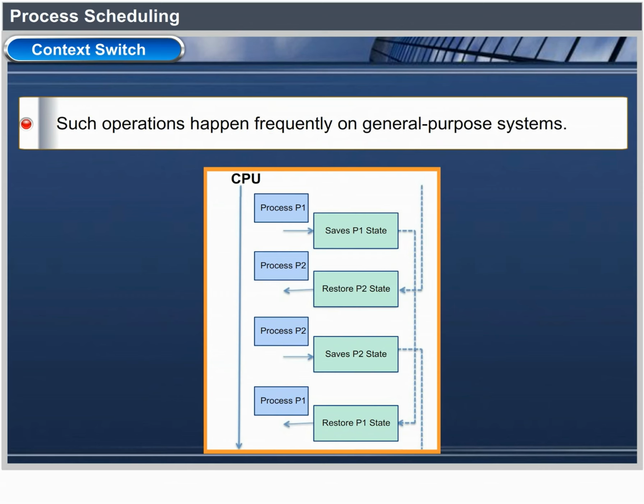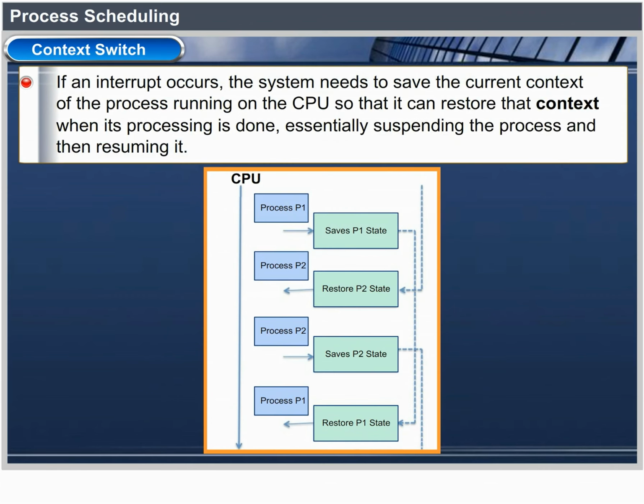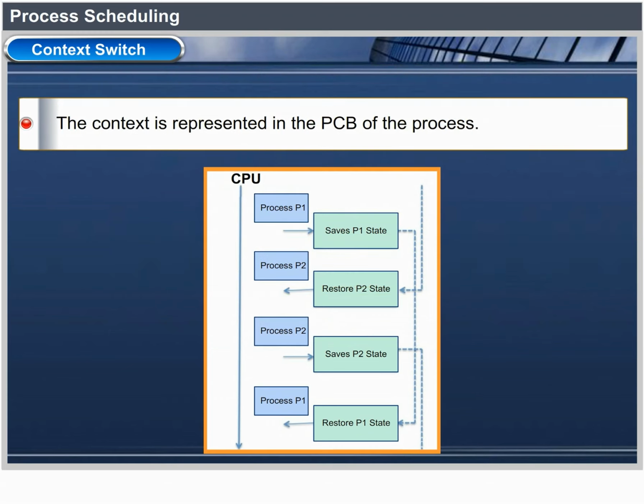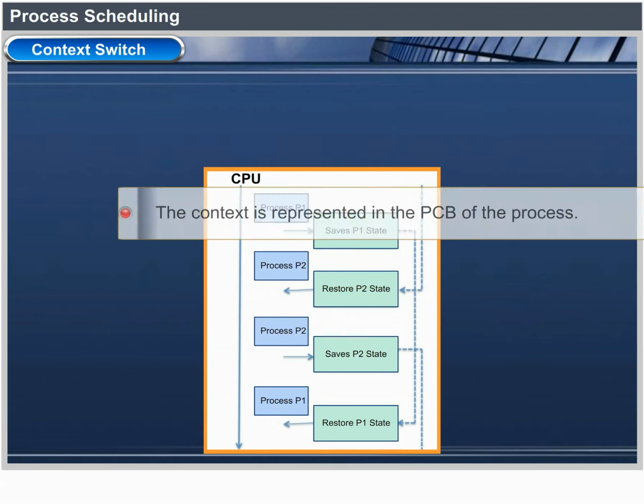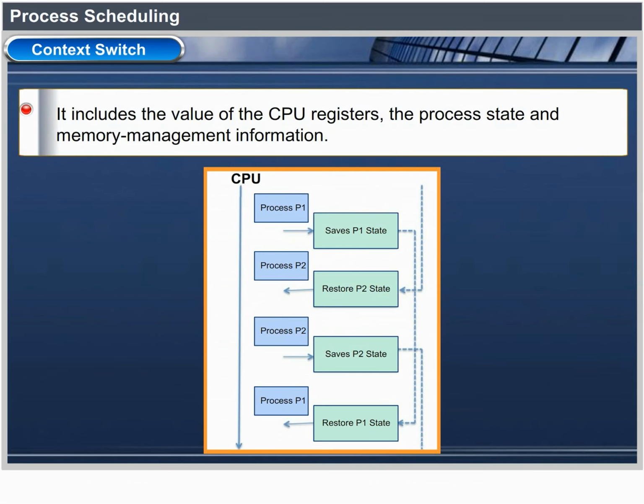When an interrupt occurs, the system needs to save the current context of the process running on the CPU so that it can restore that context when its processing is done, essentially suspending the process and then resuming it. The context is represented in the PCB of the process. It includes the value of the CPU registers, the process state, and the memory management information.